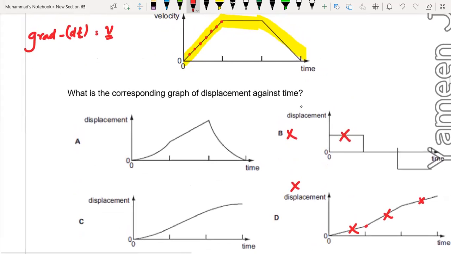The gradient is increasing in, over here you can see gradient is increasing, then gradient becomes constant. Then gradient becomes negative in the first part. You can see the gradient has become negative. But the velocity is positive throughout. So gradient can't be negative. Okay. So what is happening? That's why A is incorrect.